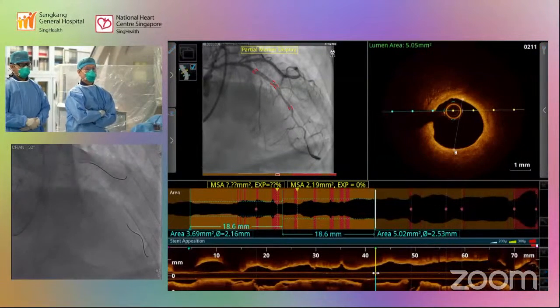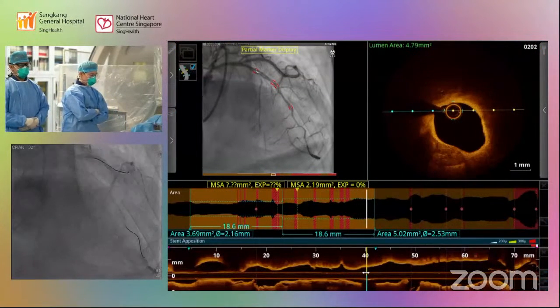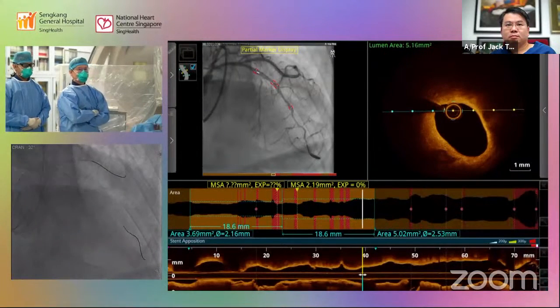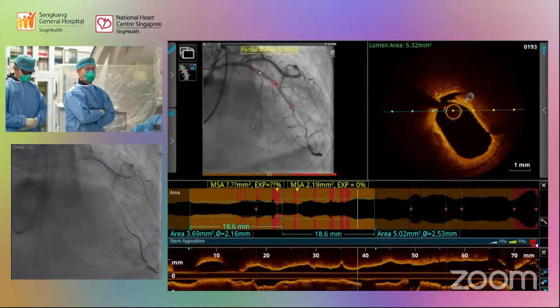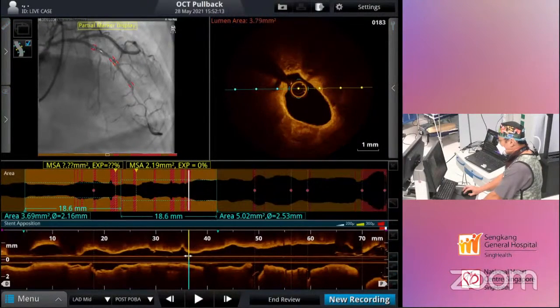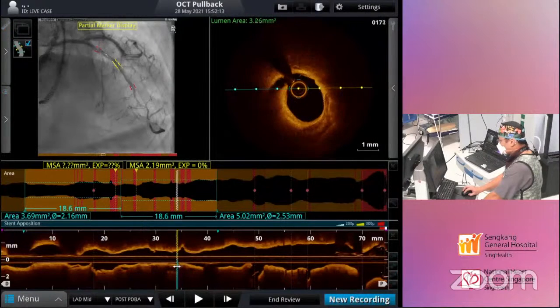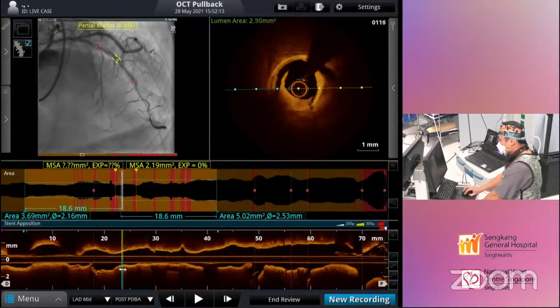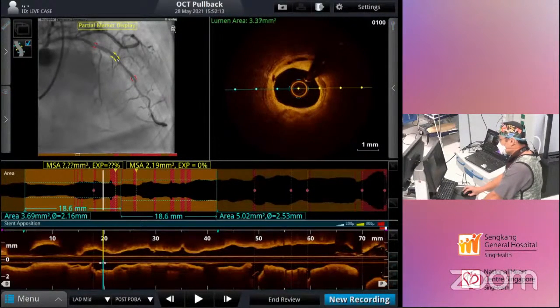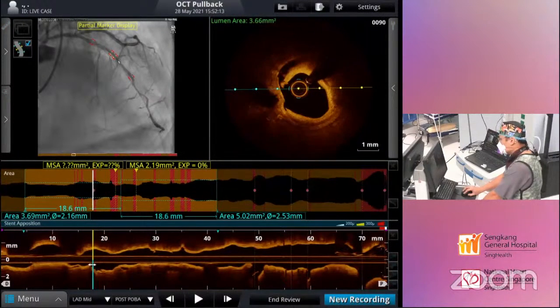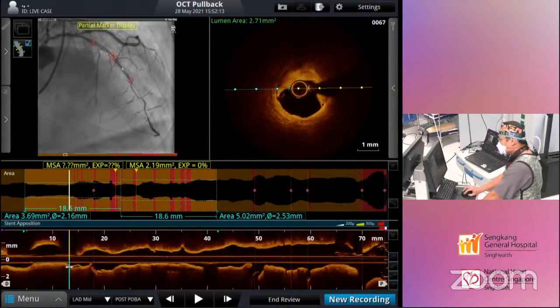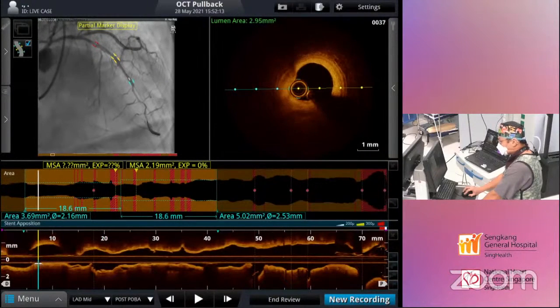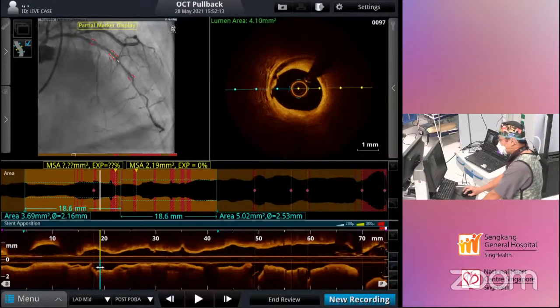All right, so this is the OCT pullback of the LAD after balloon dilatation. So this is proximal going distal. We can start to see some dissections already. Dissection goes both ways. This dissection is mostly around the calcium rather than causing a crack through the calcium. Sometimes with balloon dilatation alone, we see the vessel tearing between and around the calcium rather than cracking the calcium. But nonetheless, there is quite a lot of dissection.